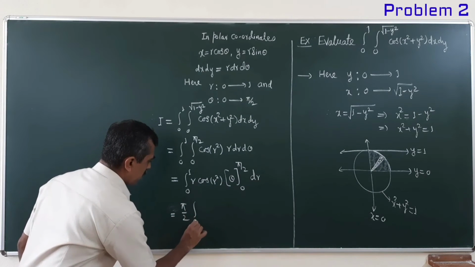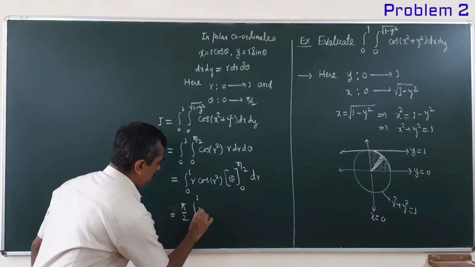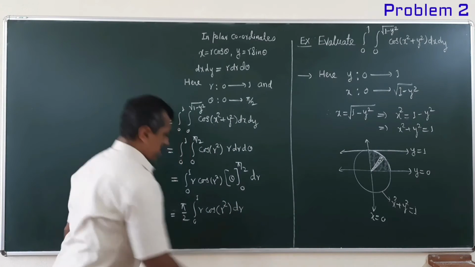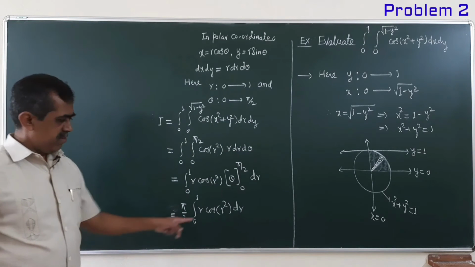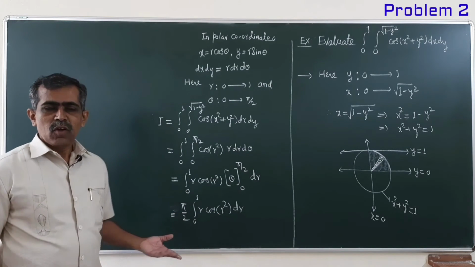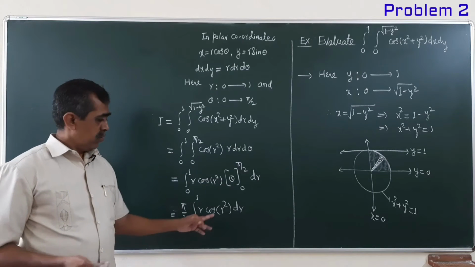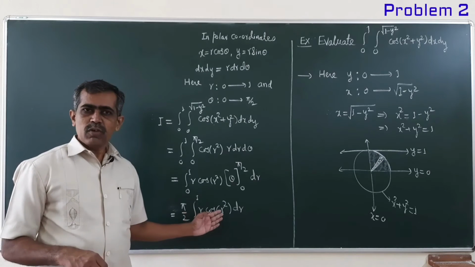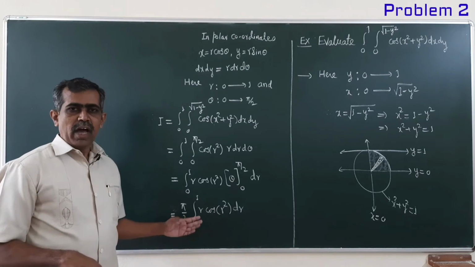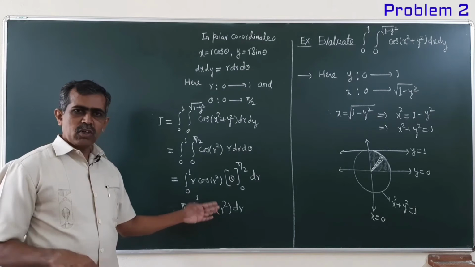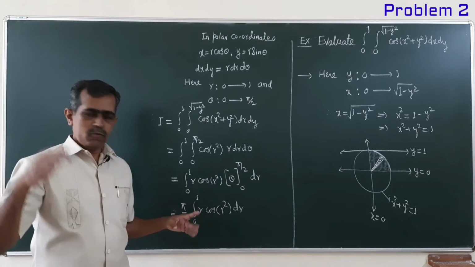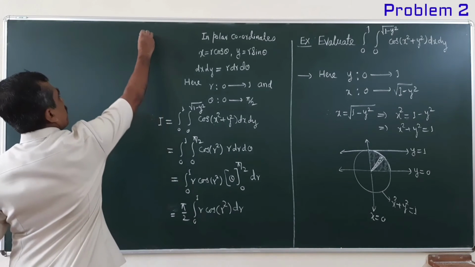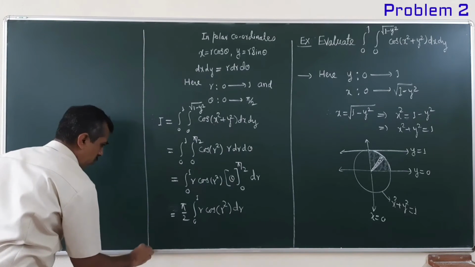So this is pi by 2 integral 0 to 1 of r cos of r square dr. Now again there is a problem: the integral of cos of r square. We know the integral of cos of r is sin of r, but here it is r square and there is again an r. Either you do substitution or you go by parts, but that will be tedious. So we will make a substitution and the integral will be easy.